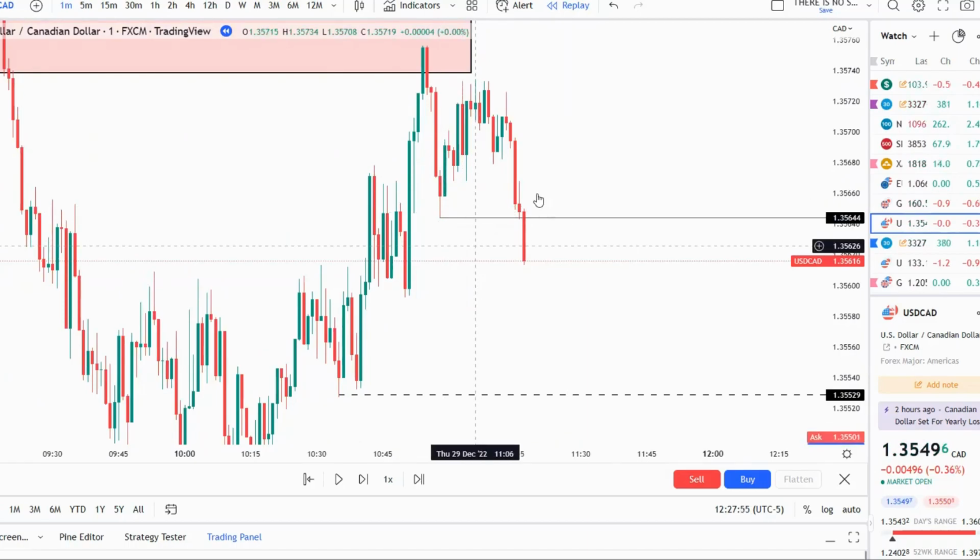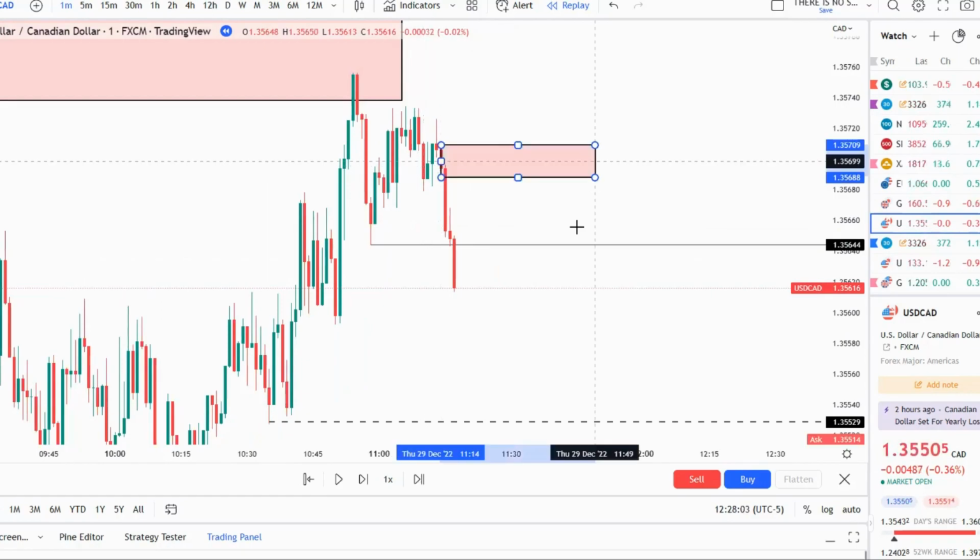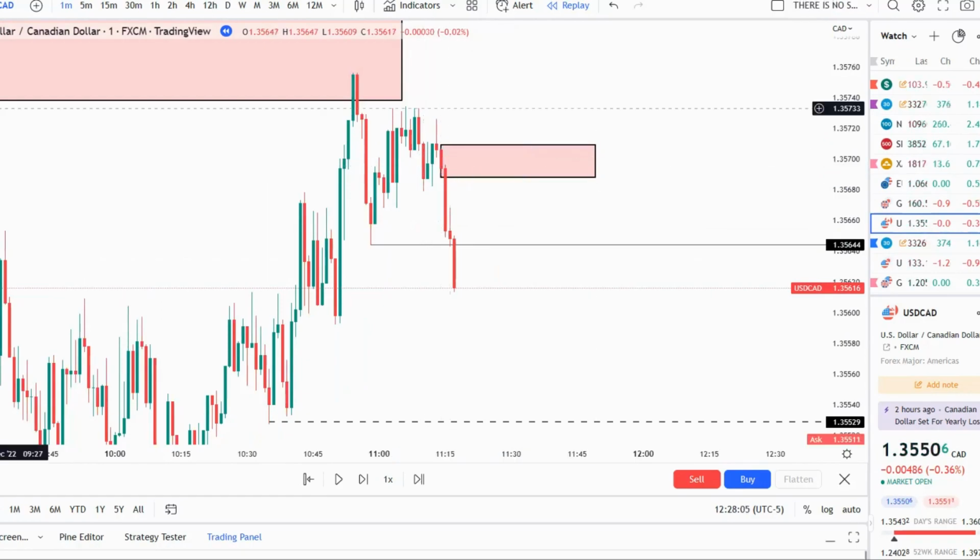And so this may be really confusing about which order block to choose, because you have two order blocks, right? We have one here, and then we have another here.